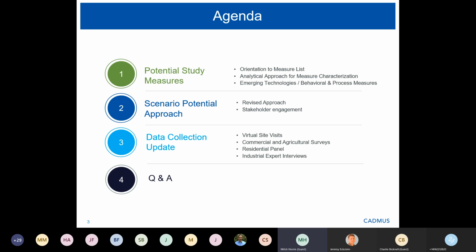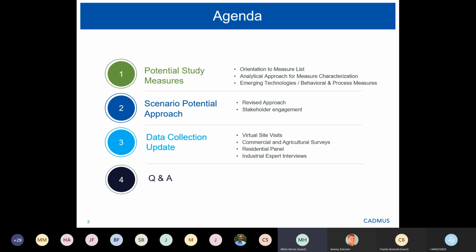Aquila will talk through the measure list and the analytical approach for measure characterization, and get into emerging technologies, behavioral and process measures specifically. From there, we'll come back to a topic that's been discussed at a couple of the prior stakeholder meetings, how potential is framed in the study report. We're calling it scenario potential. That's where we were previously talking about achievable potential. We'll talk through the discussions that have been going on with PSC and with different stakeholders since the last meeting, and a revised approach that includes some terminology we're recommending going forward.